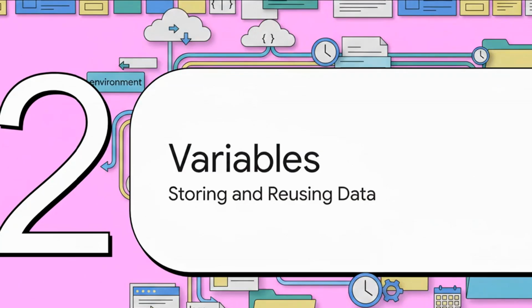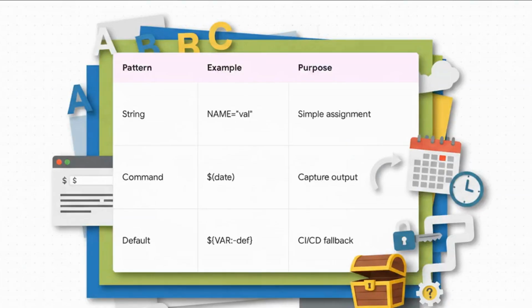Moving right along to Section 2, Variables. This is how we store and reuse our data. Now, there are 3 main ways you're going to define variables in the real world. You've got your standard string assignments and command substitutions where you capture output from things like the date command. But that default fallback syntax, that is absolutely vital. You're going to use this constantly when pulling secrets or configurations in GitHub Actions workflows. It essentially tells the script, hey, use this environment variable, but if it's missing, just use this default value instead.